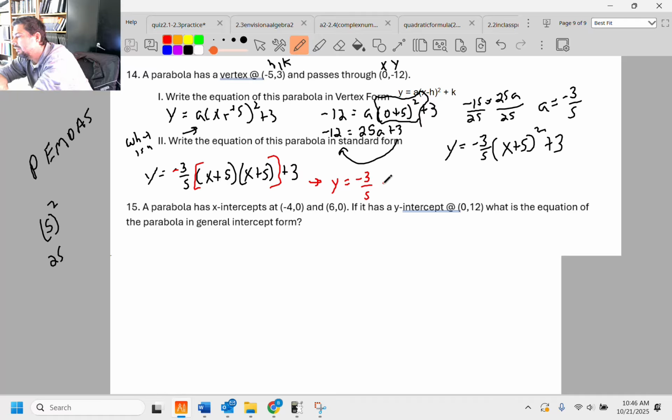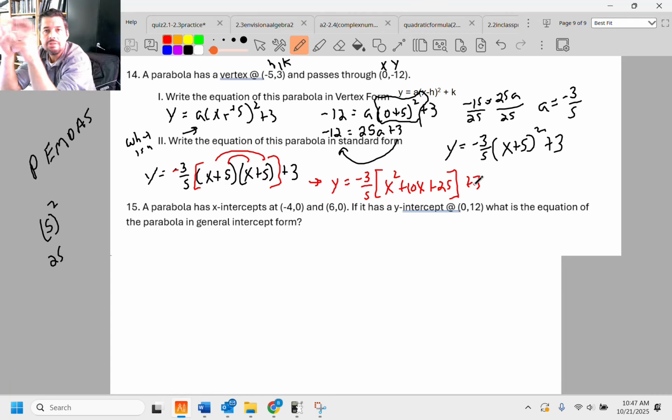Anyways, we'd have an x squared. I'm going to leave the master bracket there. We'd have plus 5x plus another 5x. That's going to be 10x. And then plus 25, because 5 times 5 is 25. And then we have the plus 3. Now, what you'll see kids do is they'll add 25 and 3 together.